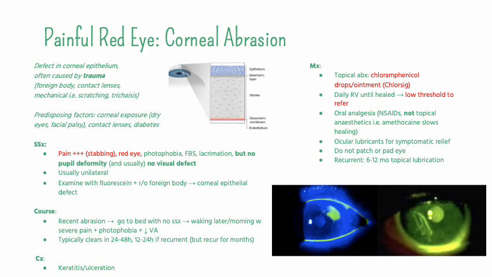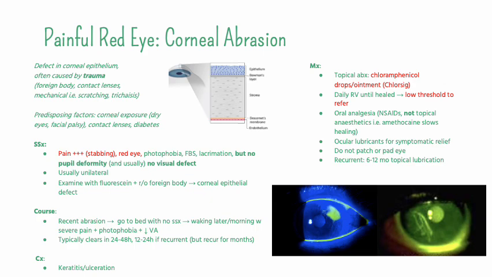Corneal abrasions are defects in the corneal epithelium, often caused by trauma, such as a foreign body, particularly in the upper eyelid, contact lenses, or mechanical trauma, such as scratching, mascara brushes, or by finger. The risk factors or predisposing factors to corneal abrasions include corneal exposure, either by having dry eyes or facial palsy, in which the patient is unable to blink, contact lenses, diabetes, or a previous shingles infection affecting the eye.